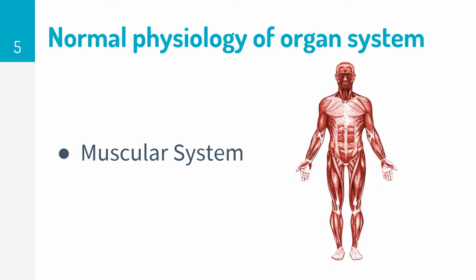So now we're going to discuss the normal physiology of the organ system affected by Duchenne muscular dystrophy. And as I had mentioned earlier in the presentation, the body system affected is the muscular system. When we take a step back and think about the primary function of the muscular system, it's to enable body movement. Throughout our day, we're doing a number of different tasks like walking or getting up out of a chair, and we don't consciously think about it, but there are a number of muscles that are being used and recruited to enable these movements to occur.